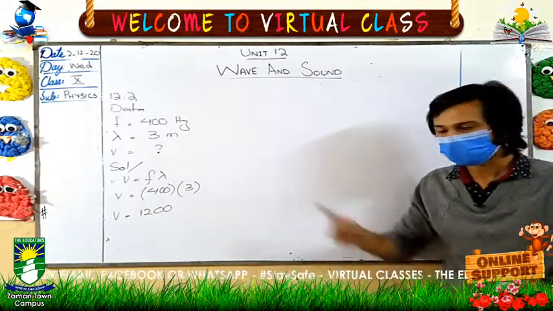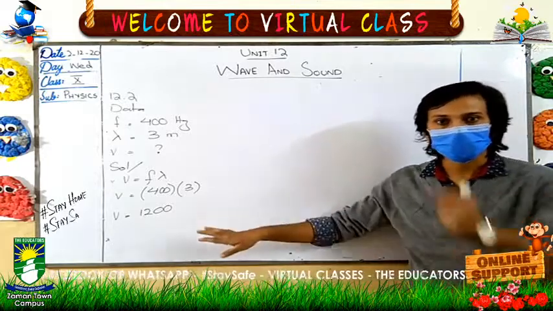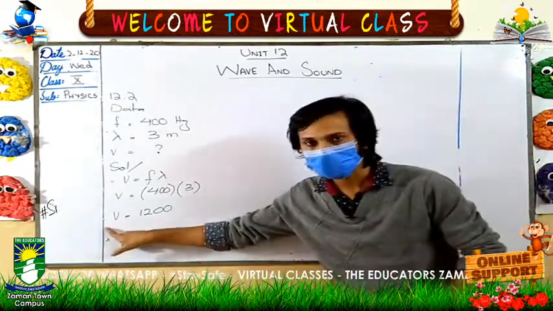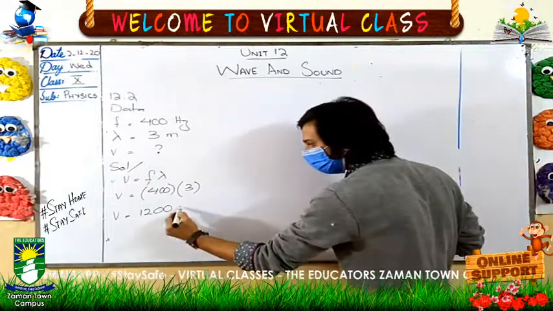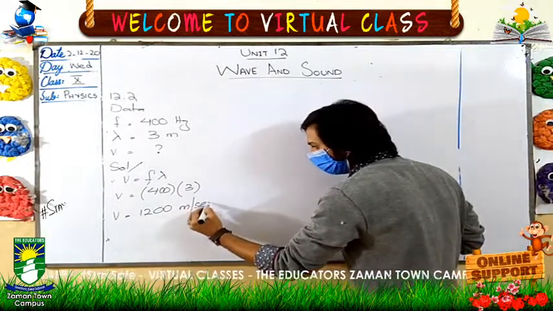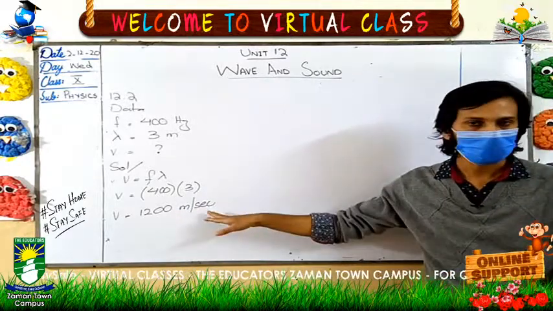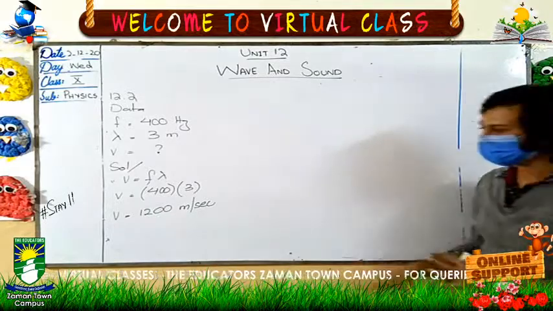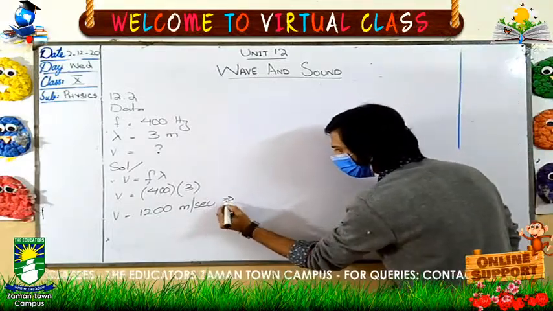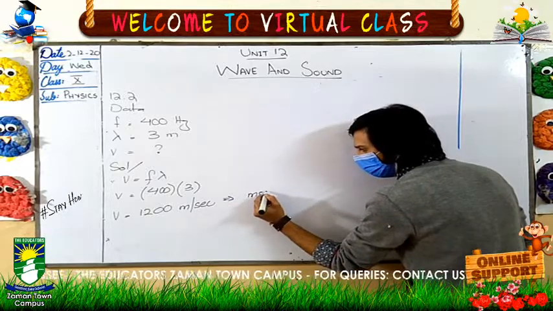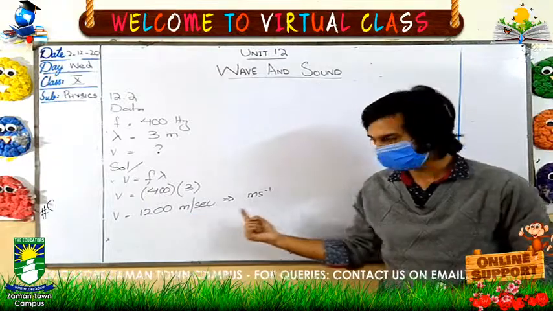Okay, again in the last we have to keep in mind that we have to put a unit. This is a wave speed. So what will be the unit of wave speed, class? The unit of speed is meter per second. So the SI unit of speed is meter per second. Getting, class? Okay, in your book it is written like this, so don't be confused.